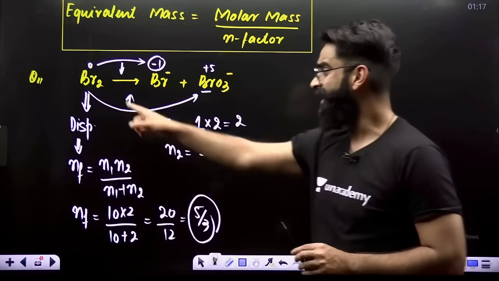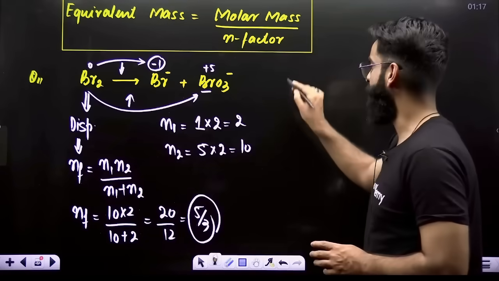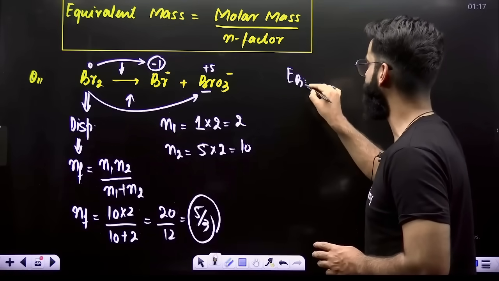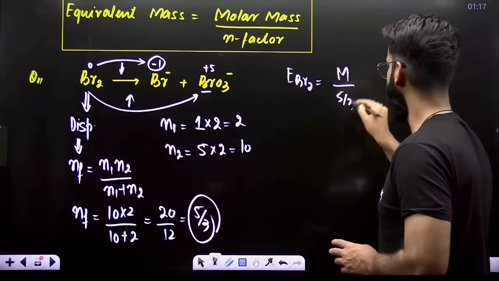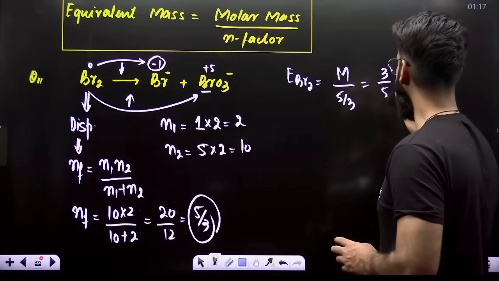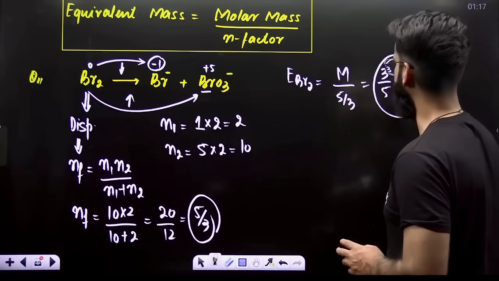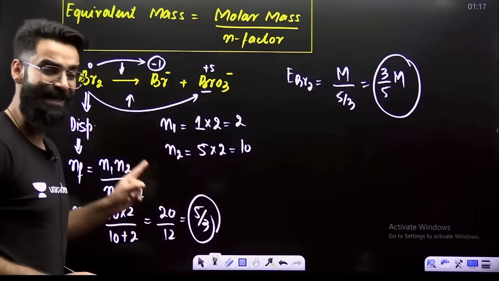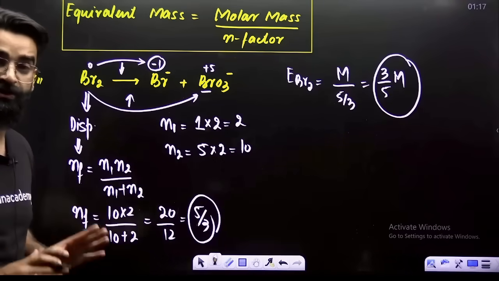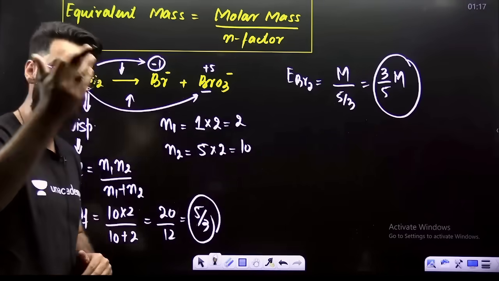And my dear students, if you got the n factor of Br2, you can easily calculate the equivalent mass of Br2, which is its molar mass divided by its n factor. So it is going to be simply 3 divided by 5m if the molar mass of Br2 is m. Perfect. I believe this sort of a question, if asked in the examination, you should be in a position to solve this particular question as well, right?